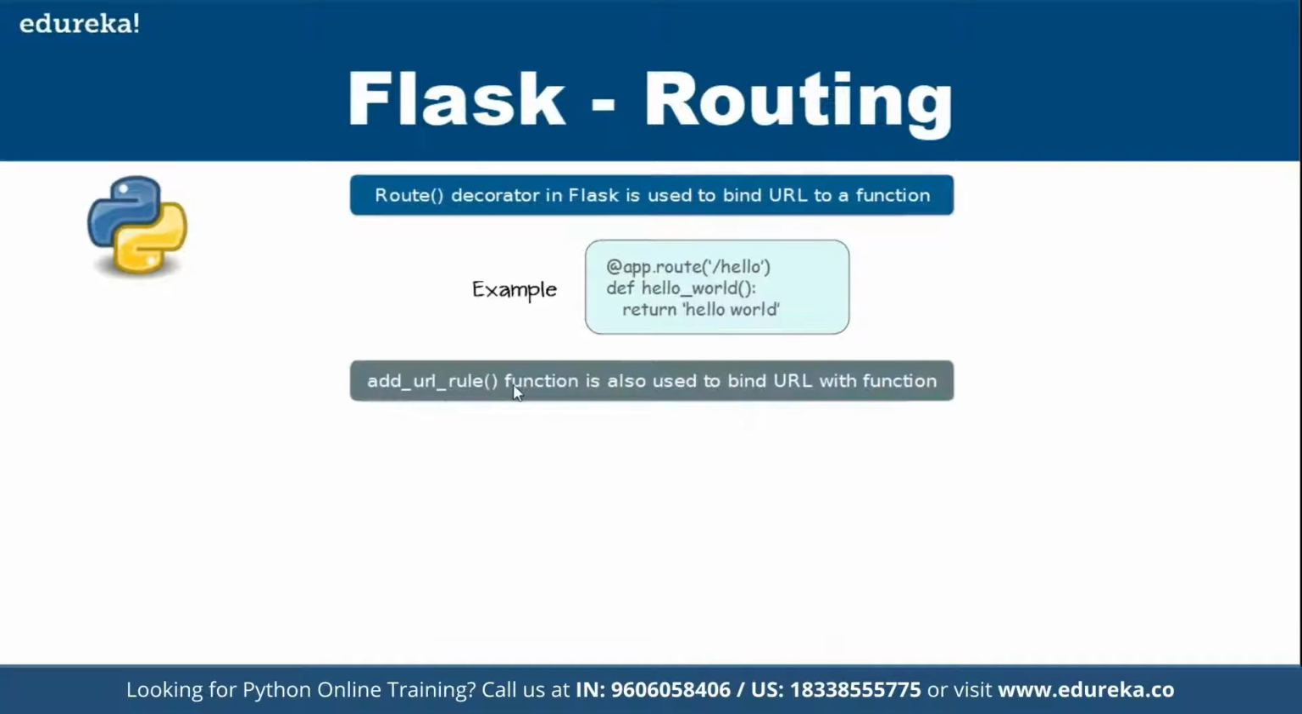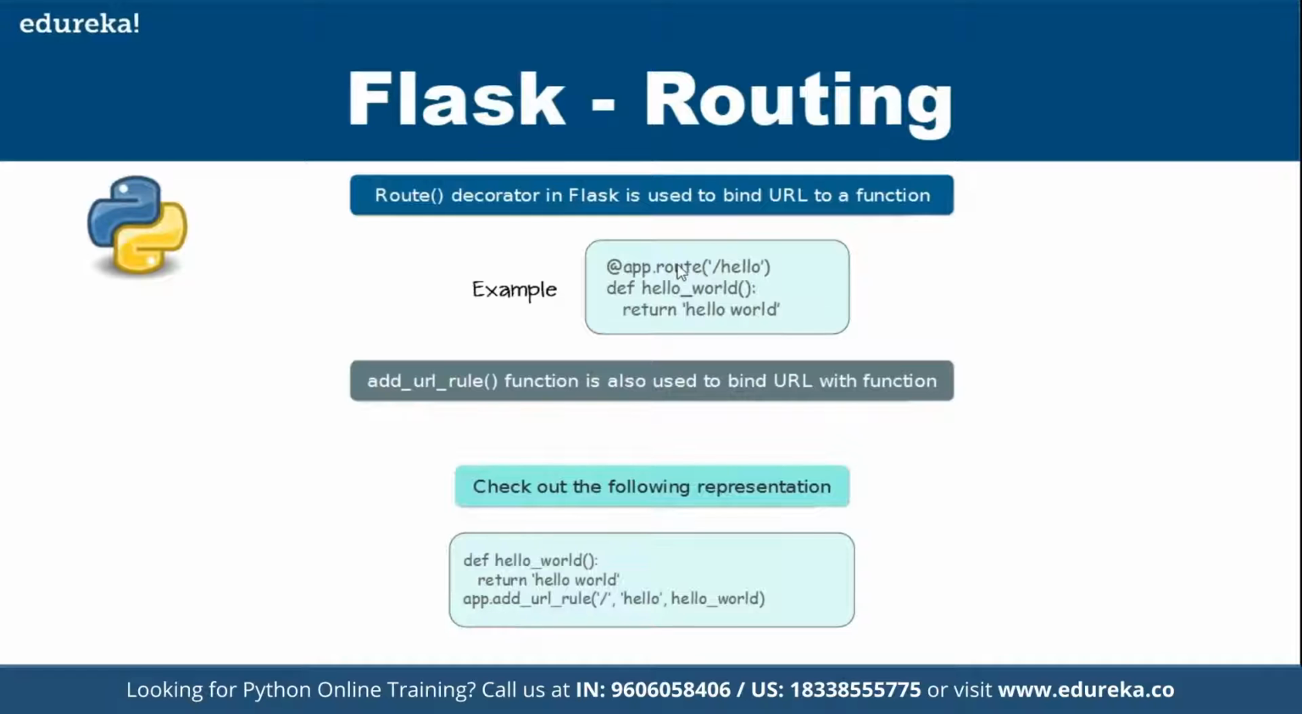You can also define add_url_rule instead of this one if you want. This is the decorator way of doing it, a Pythonic way. Apart from that, you can use a function to bind a URL with a function. This and this are one and the same, just here we are using decorators and here it is just a function. I feel the decorator is easier and more Pythonic. Rather than that, if you want, you can remove this and write at the end app.add_url_rule like this. That means after /hello, when anybody gives the URL, this hello world function will automatically get called.